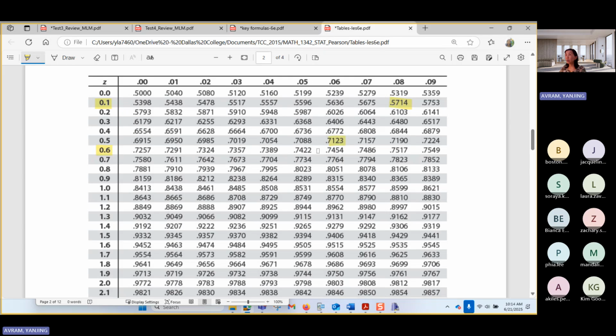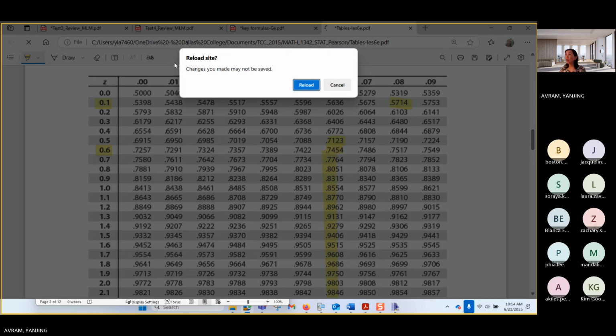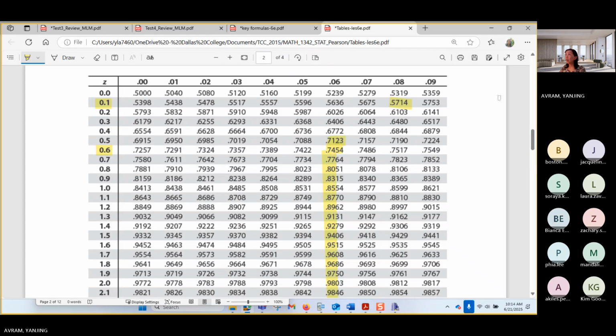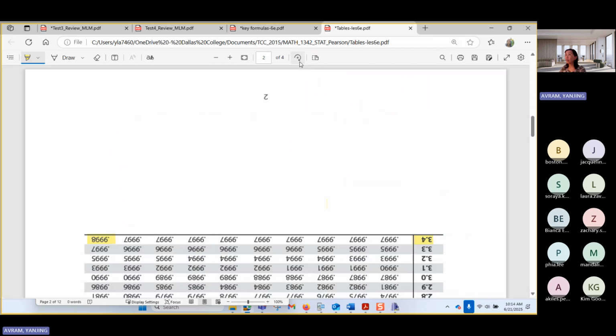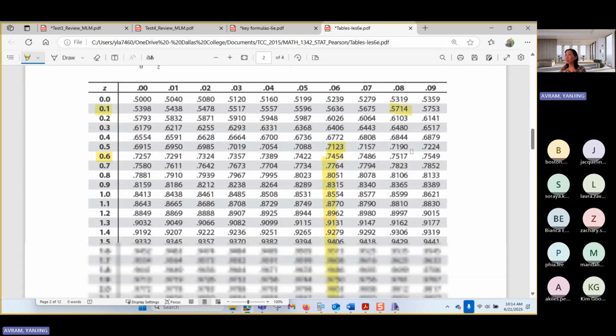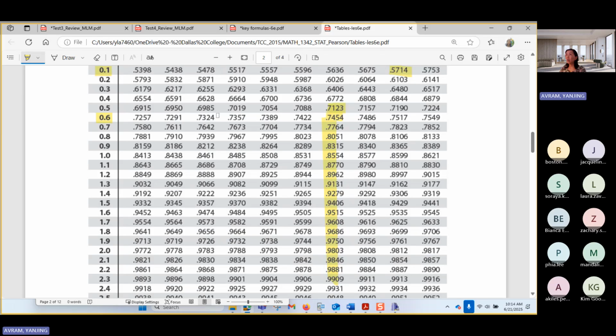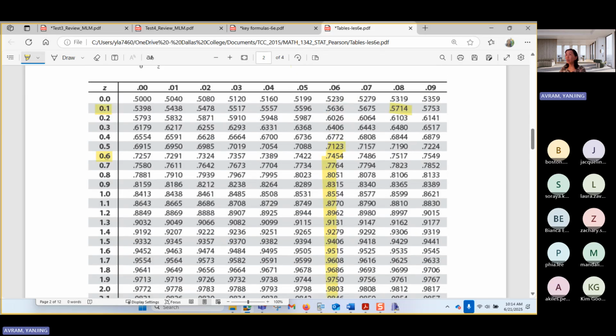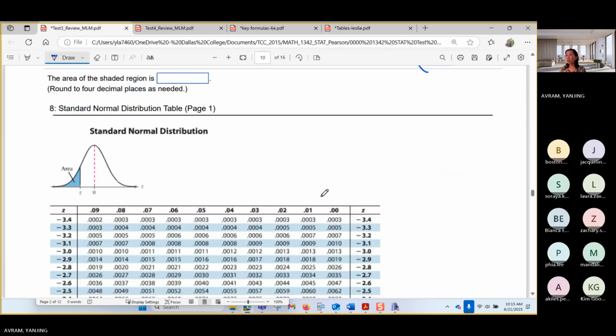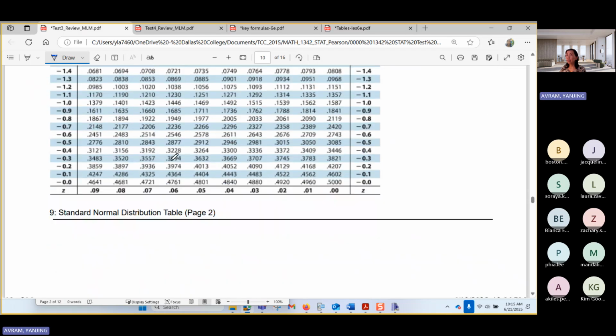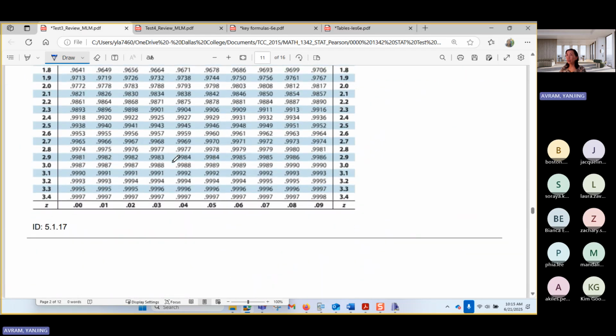Oh, I'm sorry, I went to the wrong one. Let's see. Undo. Oh, no. That's the notation, not the undo one. All right, so now you know this is 0.6 and then 0.6. So it's 0.7454. Number A, that's just giving you the table.